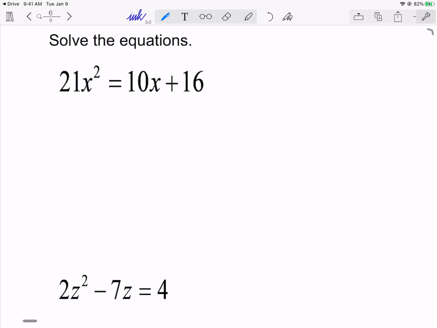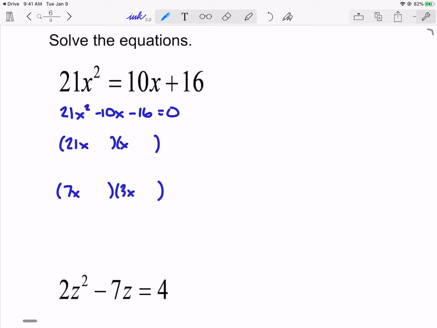Now there's just more terms on the other side, which is perfectly fine. Does not scare me. So I'm going to move them to the left by subtracting them, because they're both positive on the right. So now I'm ready to factor. So this can either be 21x and x, we just saw 21x squared, or it can be 7x and 3x. Now I need to think of my factor pairs of 16. I've got 1 and 16, 2 and 8, and 4 and 4. Now they need to multiply to make a negative, so one of them is going to be positive, the other one's going to be negative, and they need to add to make a negative 10.